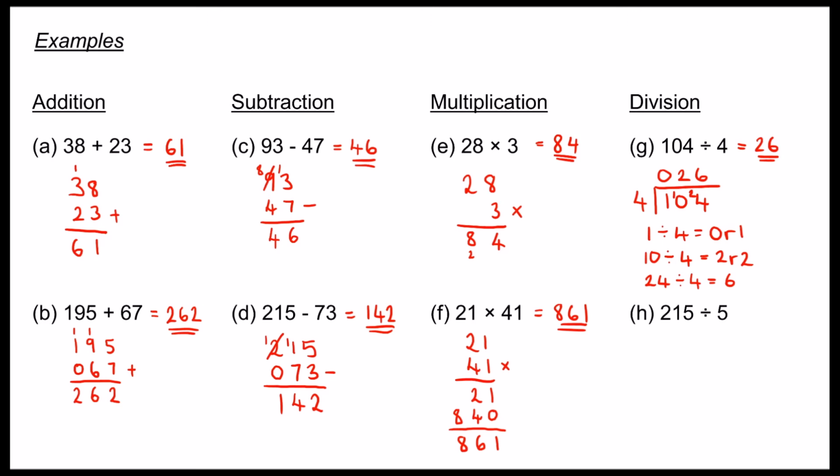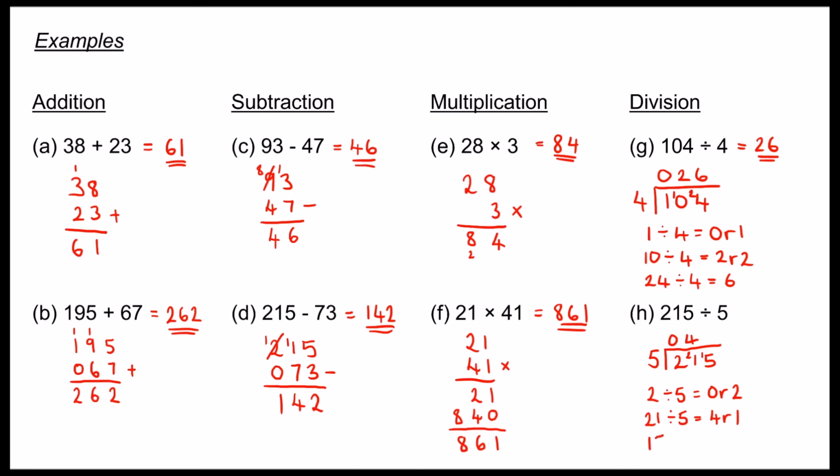I want to do the same thing for my second example. So on the outside I want a 5, the number I'm dividing by, and on the inside I need to put 215. I begin by doing 2 divided by 5, which is 0 remainder 2. So on the top I put 0 and carry the remainder of 2 on. I now have 21 divided by 5, that is 4 remainder 1. So I put a 4 at the top and I carry 1 on.